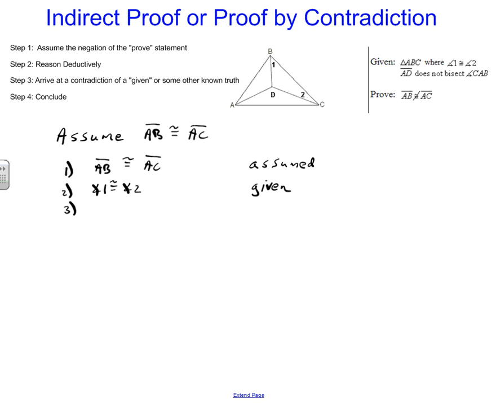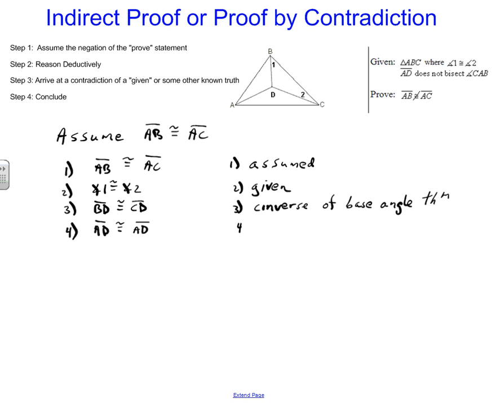3, BD is congruent to CD. That statement is the converse of the base angle theorem. I can also say that AD is congruent to AD. That is reflexive.